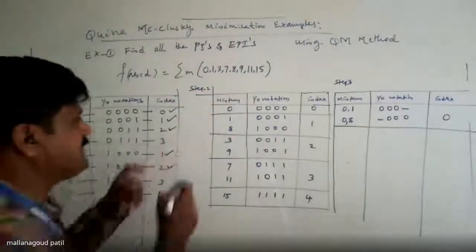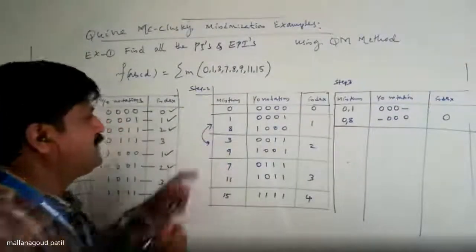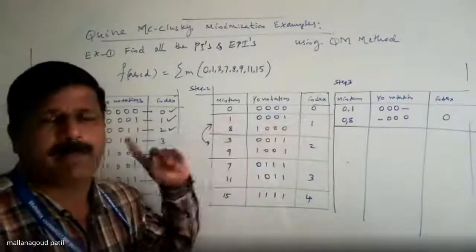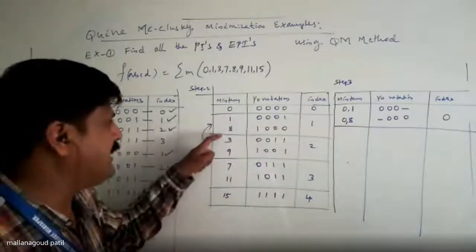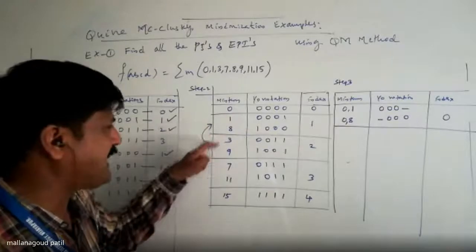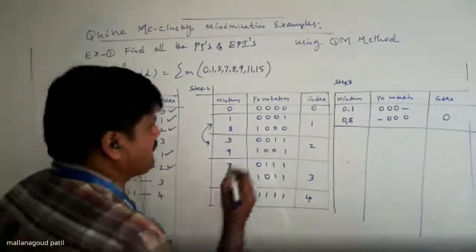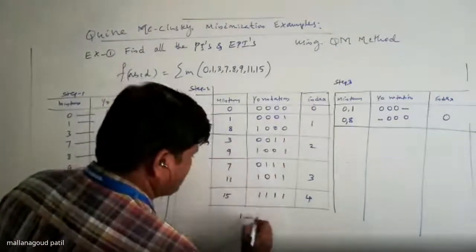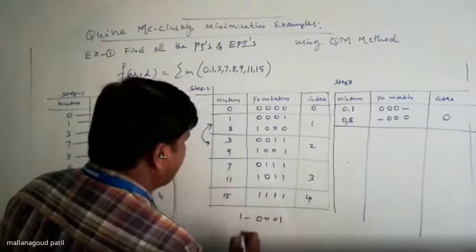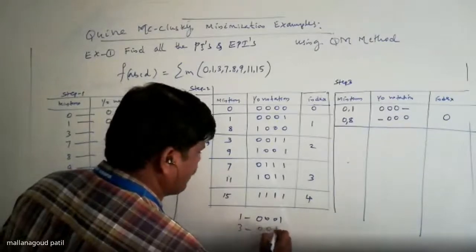Next comparison is between these two. The index 1 to index 2 comparison you have to do. 1, 3, 1, 9. Similarly, 8, 3 and 8, 9. We do it for 1, 3. The representation of 1 will be 0, 0, 0, 1. And the representation of 3 will be 0, 0, 1, 1.